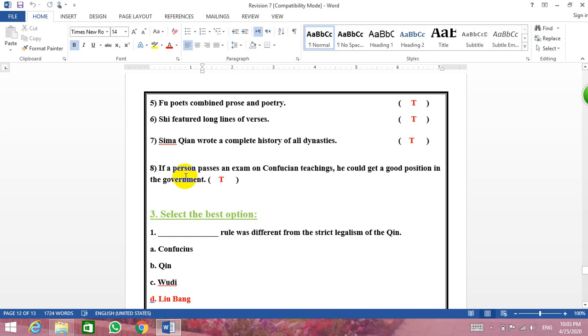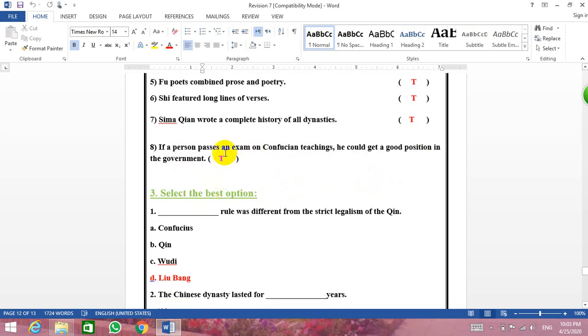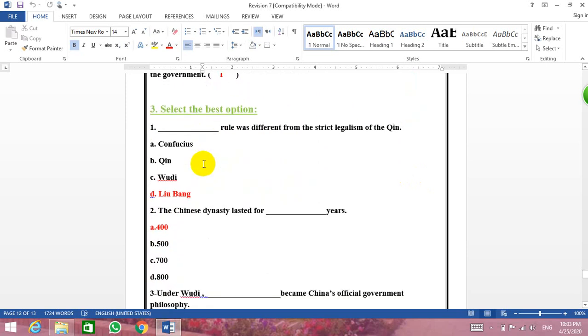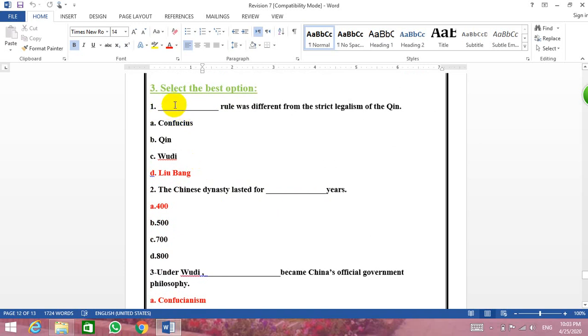Point number 8, if a person passes an exam on Confucian teachings, he could get a good position in the government. Yes, that one is true. First pass the exam, then get the high position in the government. Okay, here we have question 3, select the best option. So you have 4 options, you have to choose one of them. Number 1, dash rule was different from the strict legalism of the Qin. So option D, Liu Bang's rule was different from the strict legalism of the Qin.